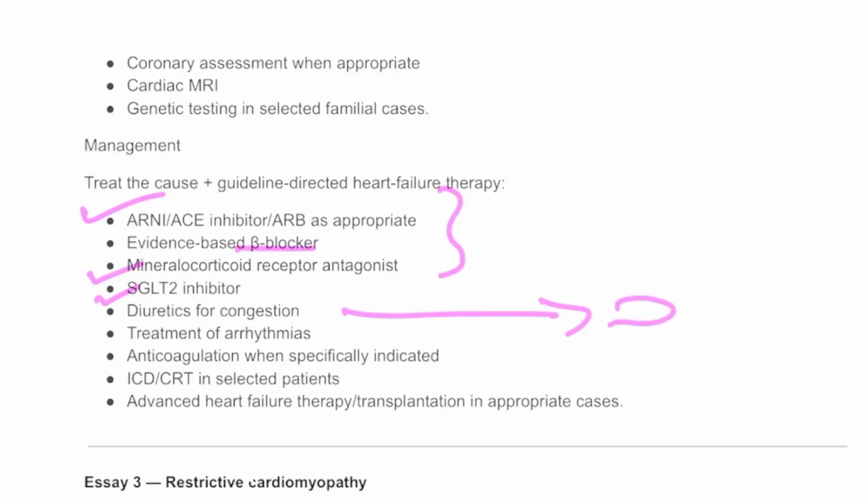We should give diuretics when there is congestion. Anticoagulation when specifically indicated. Think about the ICD. Advanced heart failure therapy includes transplantation. So that is about the management of DCM. Now we go to one more case.